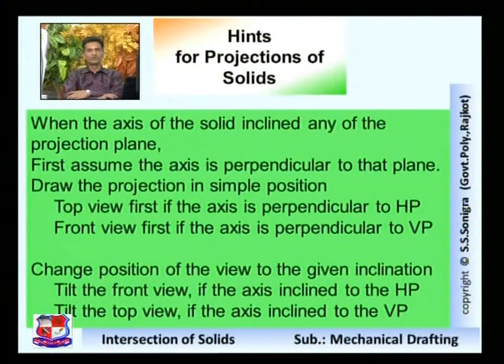Tilt the front view if the axis is inclined to the HP, and tilt the top view if the axis is inclined to the vertical plane. As per the given position, tilt the appropriate view. If inclination with HP is given, tilt the front view. If inclination with VP is given, tilt its top view.